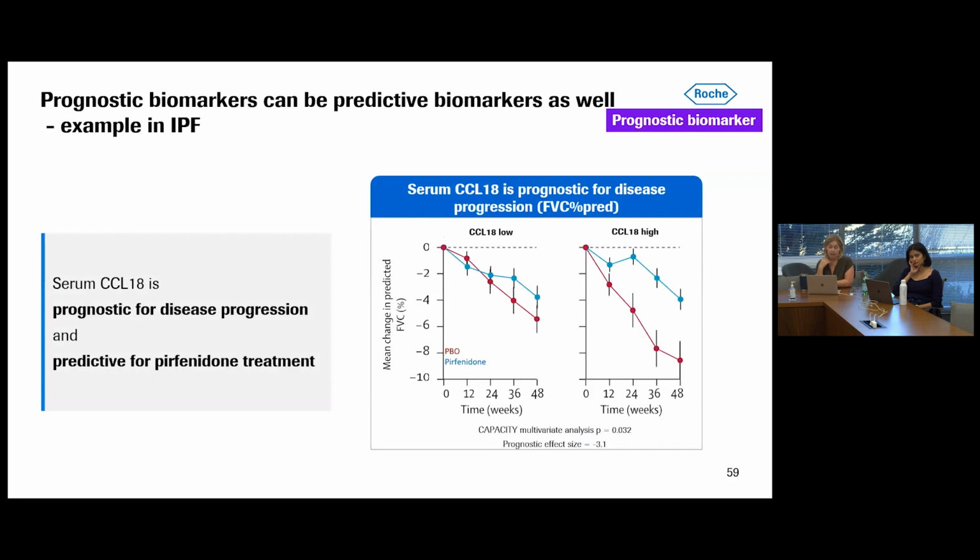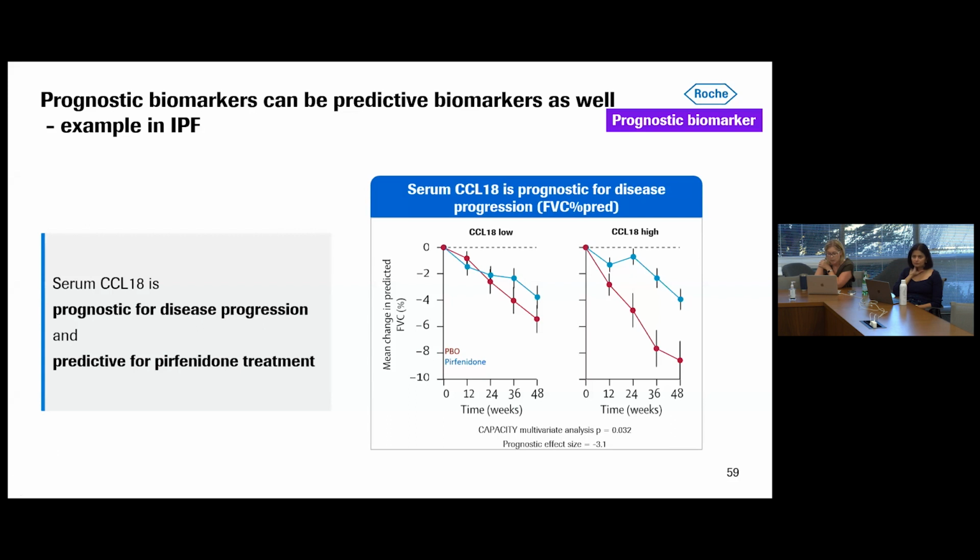prognostic biomarkers can be predictive as well for treatment benefits. And this shows you the same pirfenidone study in IPF, where again the red line is the placebo arm and the blue line is the treated arm.